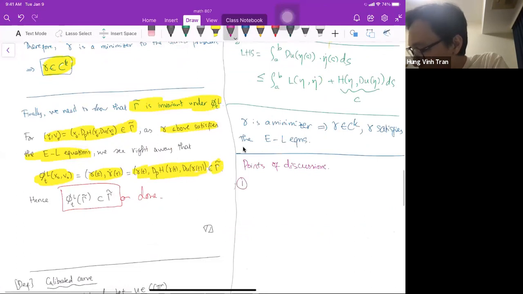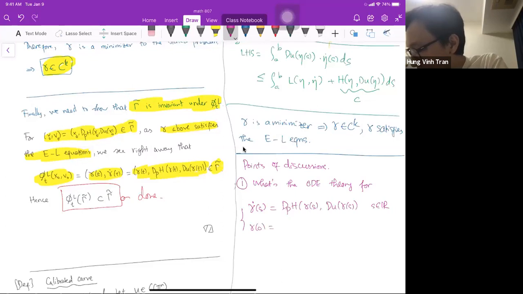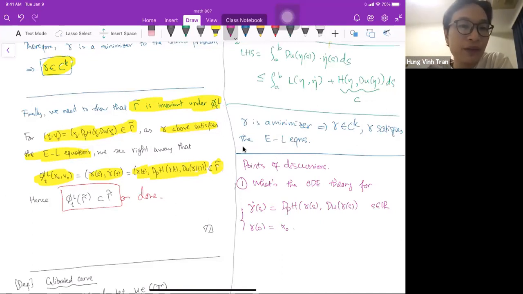The first thing is, what's the ODE theory for the ODE gamma dot s equals dph of gamma s, du of gamma s, let's say for s in R or s in AB, it doesn't matter, and you start with gamma 0 equal to x0. What's the ODE theory for this simple-looking equation? Can you tell me?